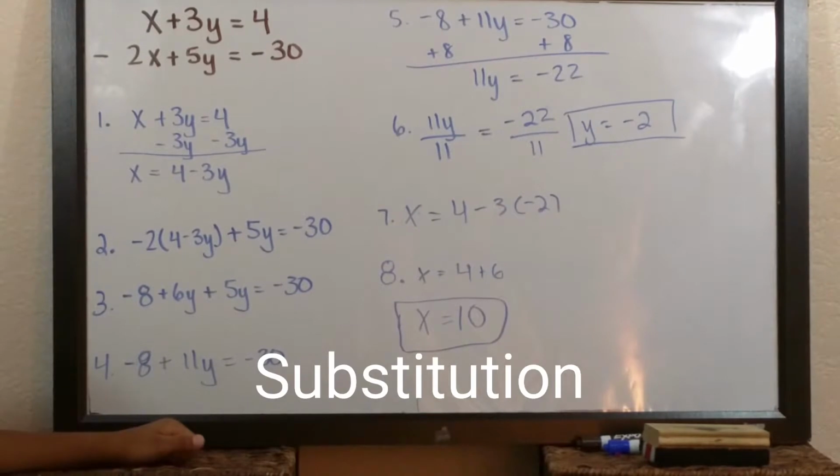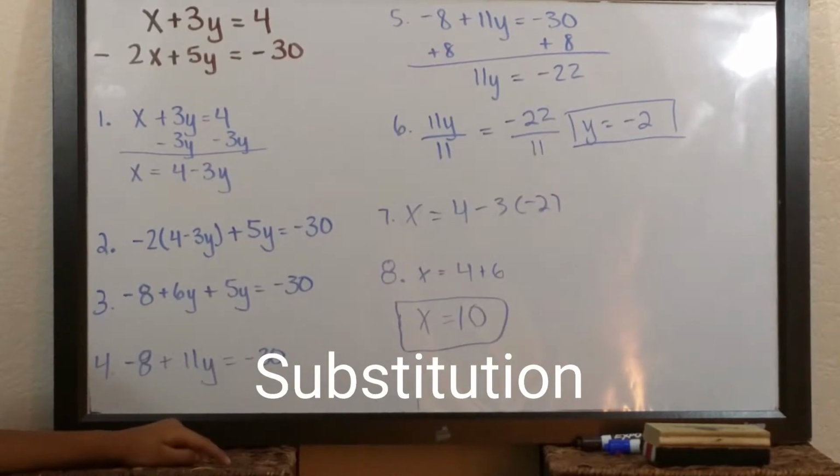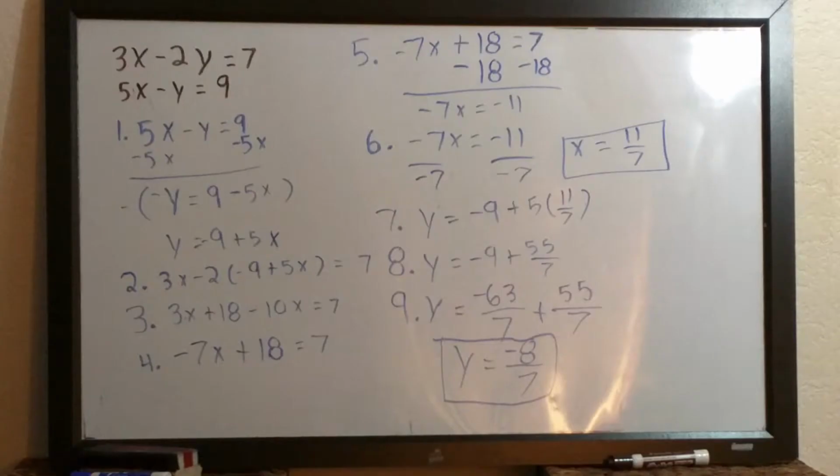And our eighth step, also our final step, is to add 4 and 6. And you get x equals 10 and y equals negative 2. And those are your final answers.